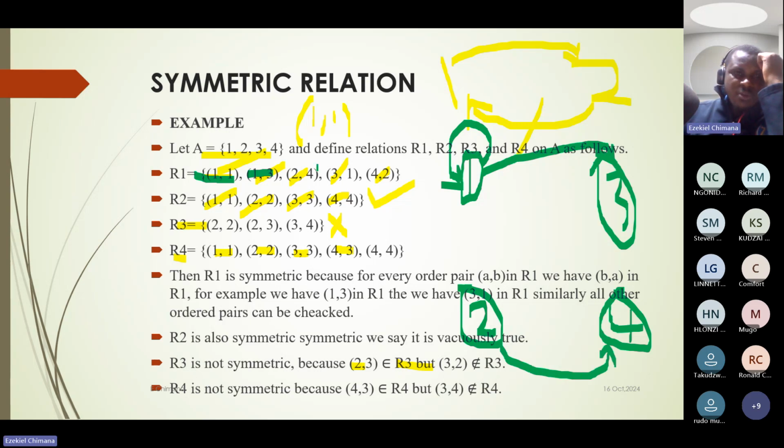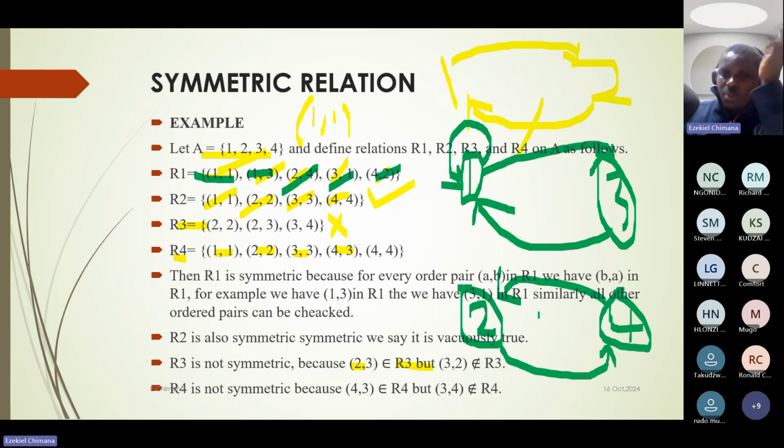And then we have got 3, 1. From 3 to 1. You see, we've got 3 to 1. And then we've got a 4, 2. From 4 to 2. So this one, by just looking at this diagram, you can tell us that this is a symmetric relation. Why? Because whenever you've got a directed edge from 2 to 4, you also have something from 4 to 2. Whenever you have 1 to 3, you also have 3 to 1. So by just looking at this, you can conclude that this is a symmetric relation.